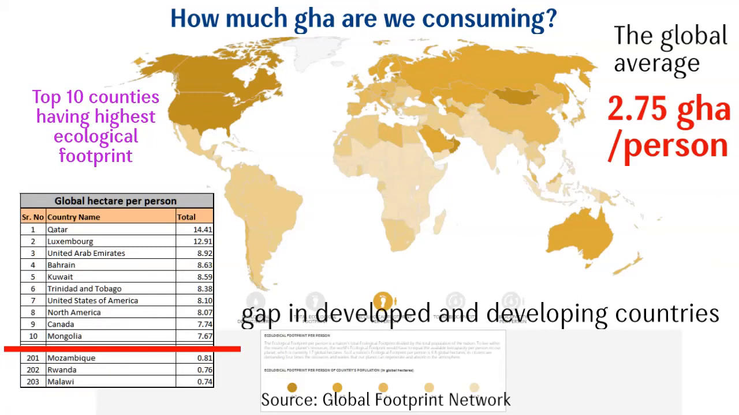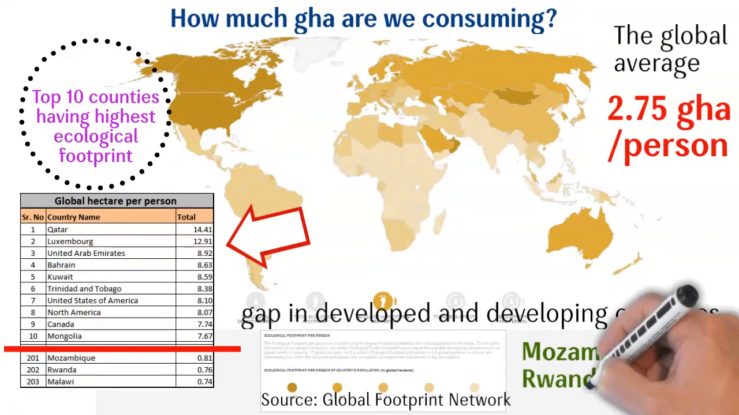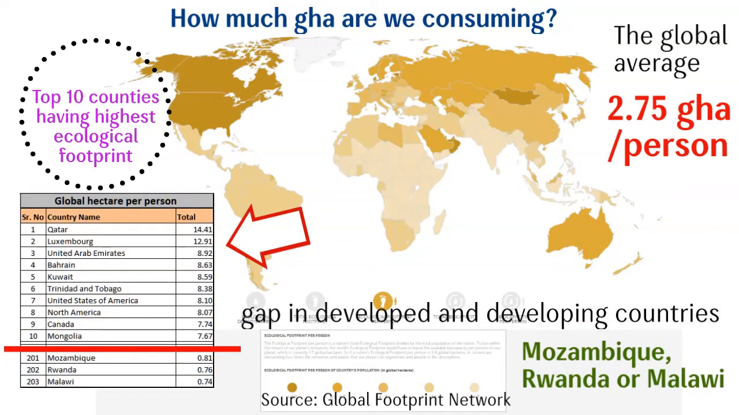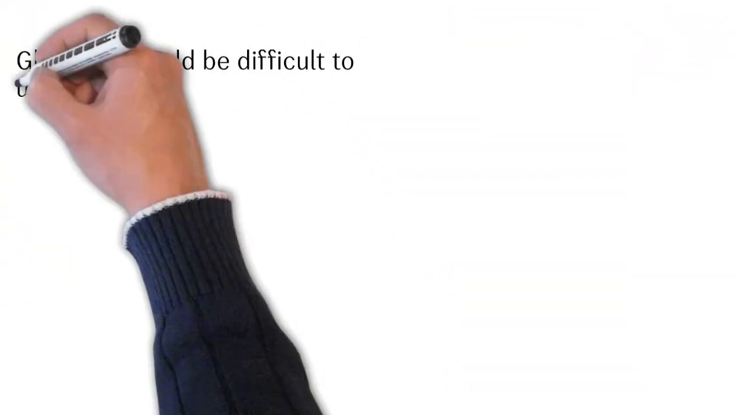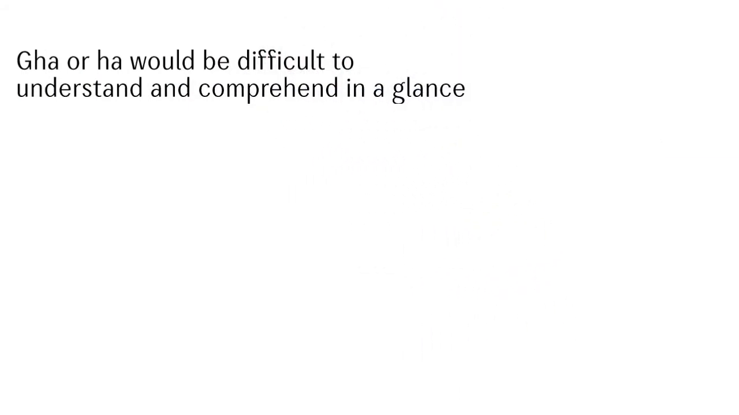Let's see how. These are the top 10 countries having the highest ecological footprint. One person in Qatar is using as much as 14.5 global hectares of resources. And compare this with Mozambique, Rwanda or Malawi, in which one person consumes only a quarter of a hectare. Global hectares or hectares would be difficult to comprehend at a glance.